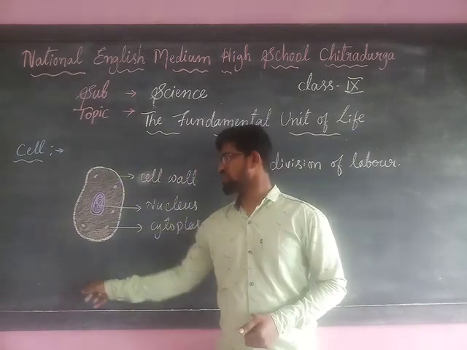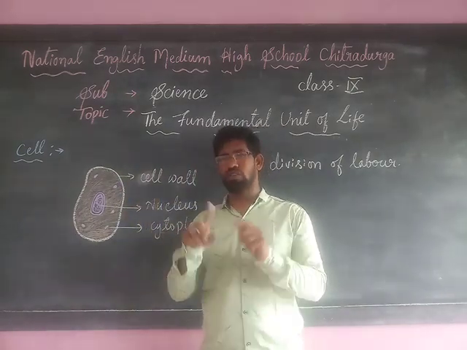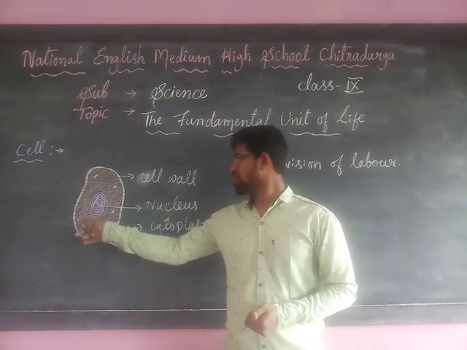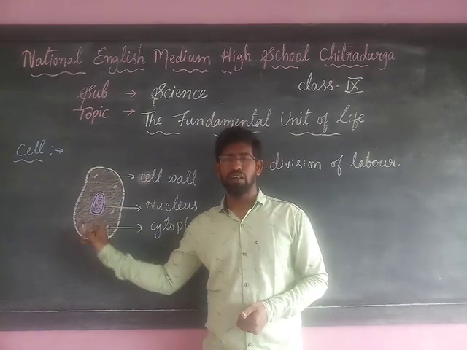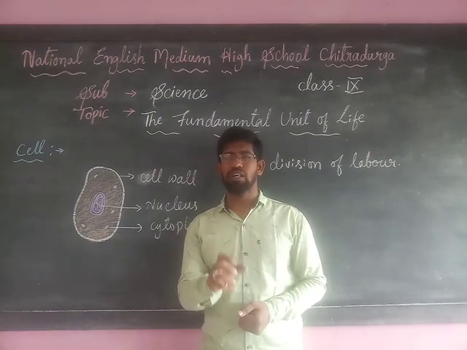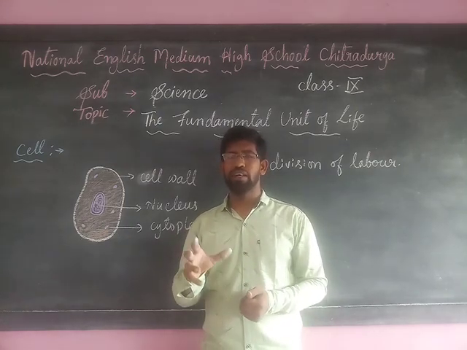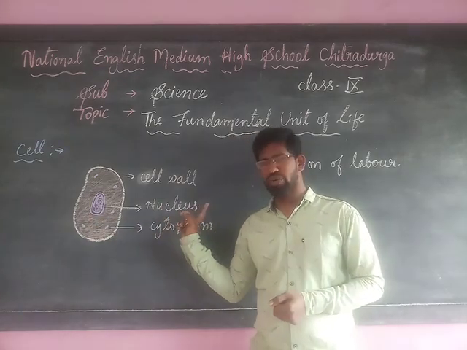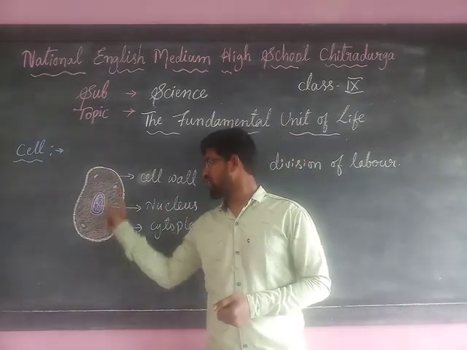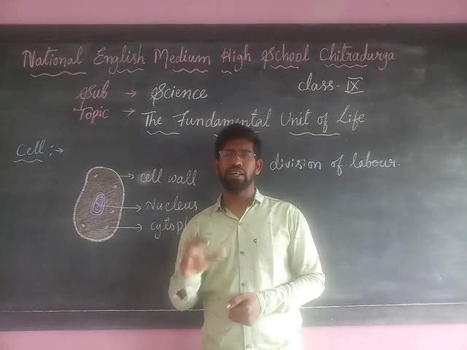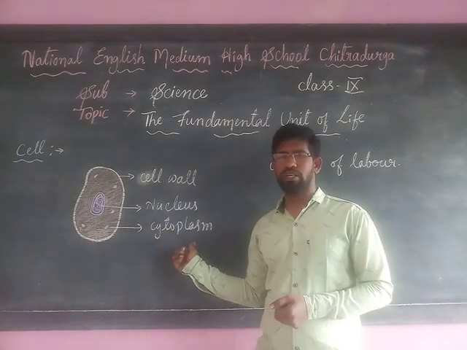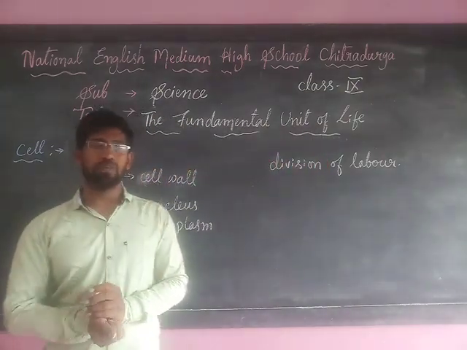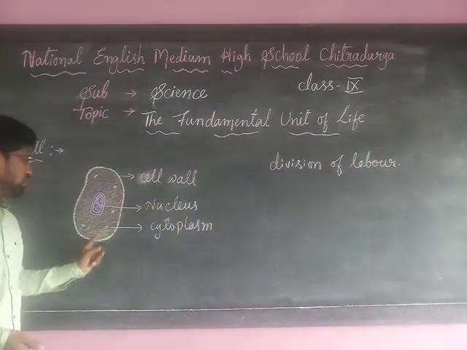The outermost layer is called the cell wall. It is also called the cell membrane, and we will discuss that later. The center part of a cell receives a dense, dark color when we stain it, so that central part is called the nucleus. The peripheral part receives a very light color, so that is called the cytoplasm. We studied in the previous class the protoplasm. This part is called protoplasm.